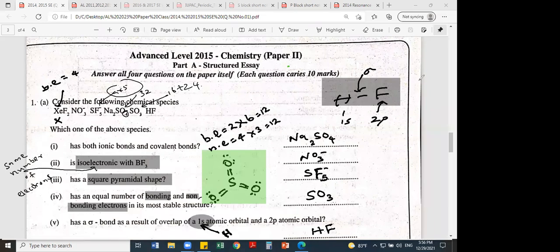Part 6, what is there? So can you tell me the answer for part 6? Contains bond angle 180. That means which molecule is linear? Out of this, which one is linear? XeF2. Which one is linear? Part 6, XeF2. How come? Why XeF2 linear? 2 sigma bonds and 3 lone pairs.